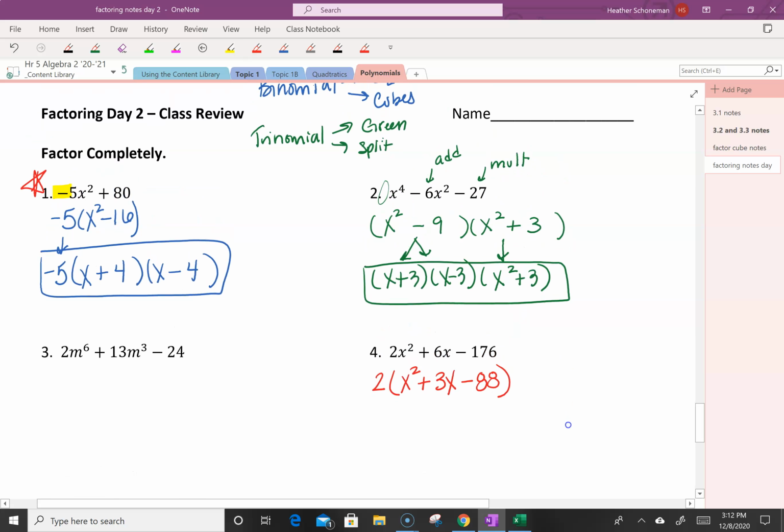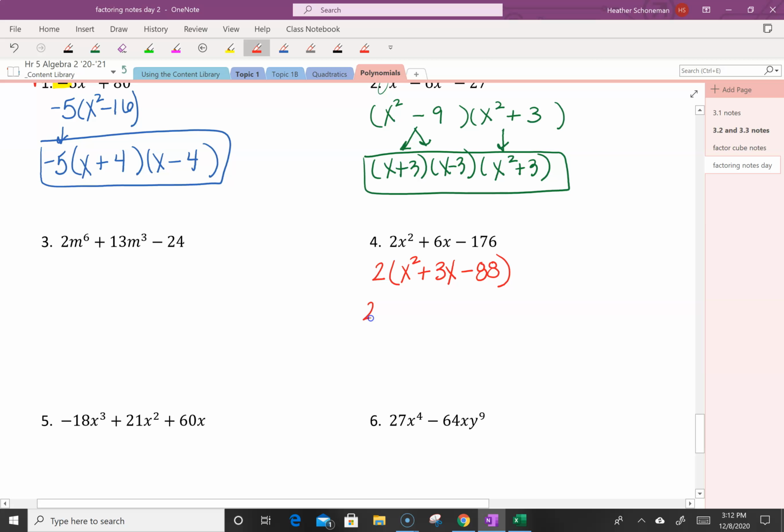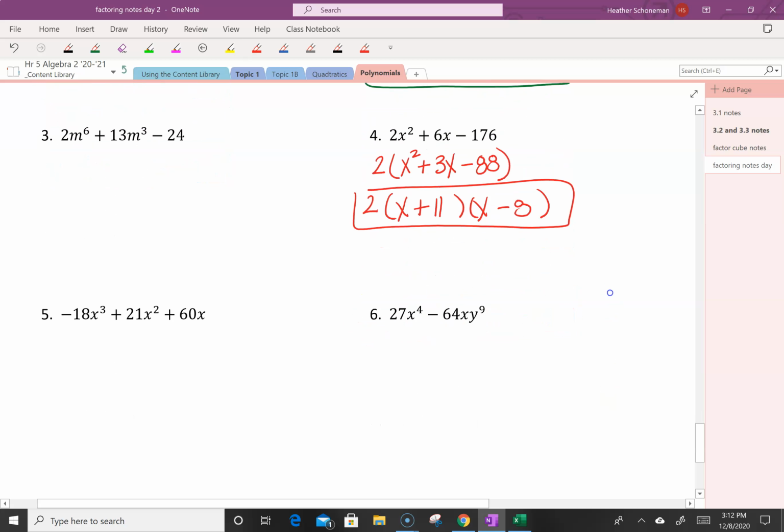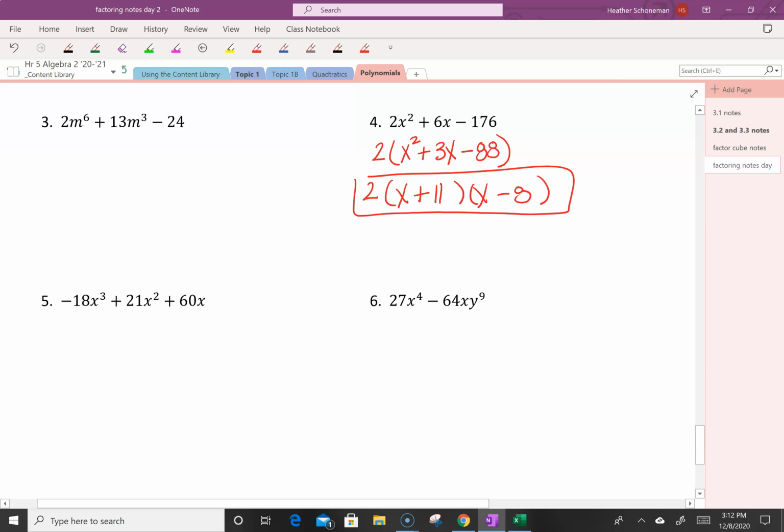Inside, I've got a trinomial. So trinomial, it's either a green light or split the middle term. Well, the leading coefficient right here is this invisible 1, so it's a green light. That means I'm going to go straight to my 2 parentheses. I'm going to have an x and an x. Now I need 2 numbers that multiply to -88 and add to +3. So that would be +11 and -8. That's my answer.